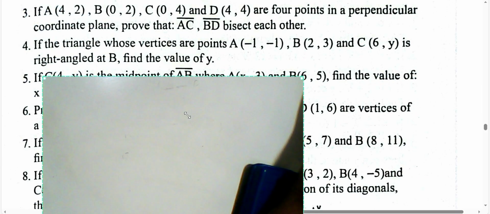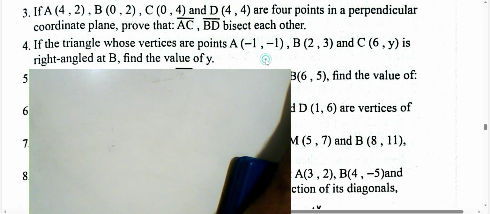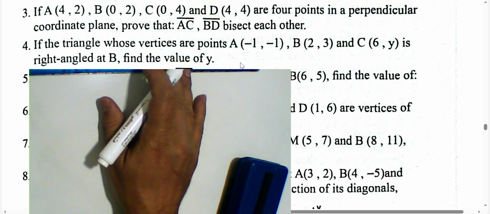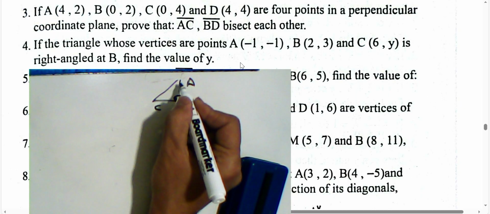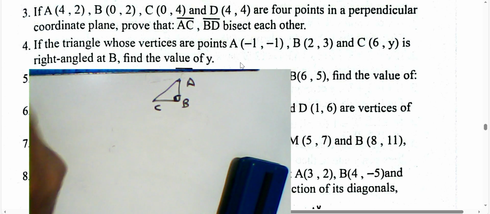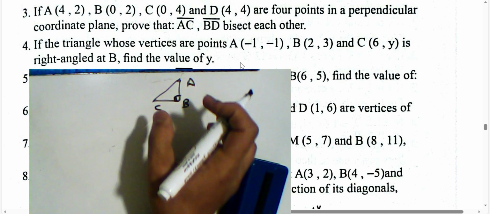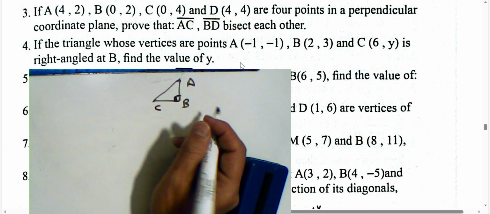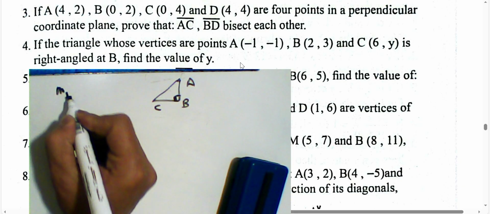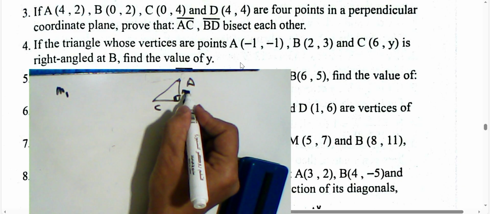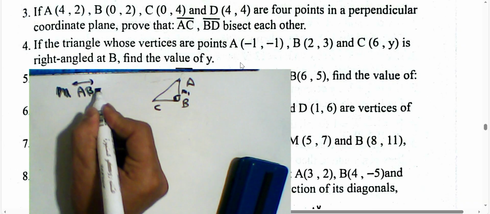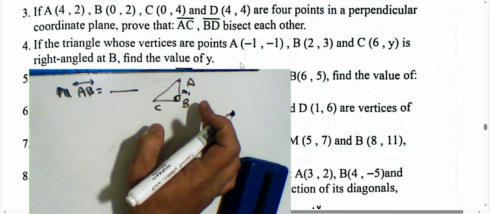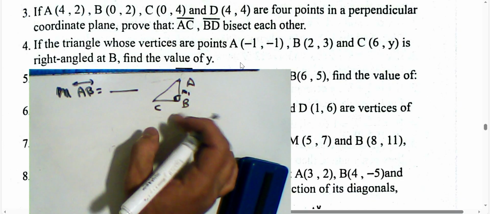In the right triangle, what is the value of y? It is a right angle triangle with the right angle at B. What is the meaning of this? It means AB is perpendicular to BC. They are perpendicular. So the slope of AB, product by the slope of CB, is equivalent to -1.